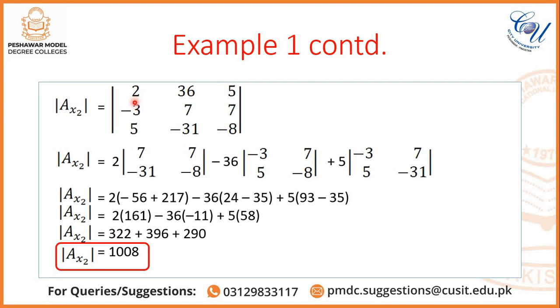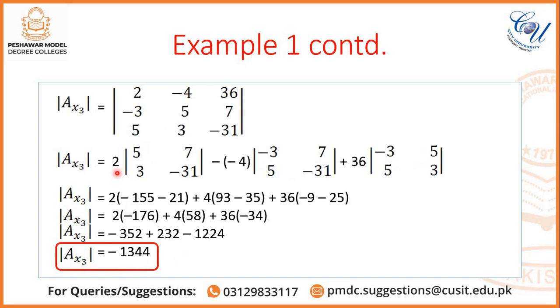Now we have just expanded it along row 1, so it became 2 times the determinant of 7, 7, minus 31, minus 8. Then the sign is negative, 36, second element. Now eliminating this column and row, we are left with the determinant of minus 3, 7, 5, minus 8. Then the third element is 5. Upon cancellation of the row and column, we are left with this determinant. Now simplifying it, we get the determinant of A for x2 is equal to 1008.